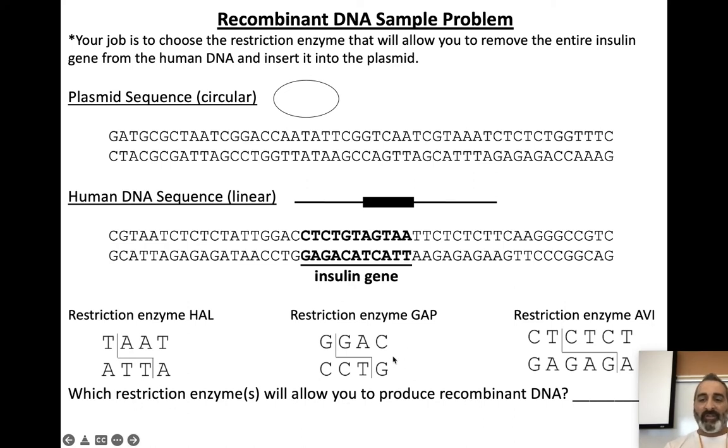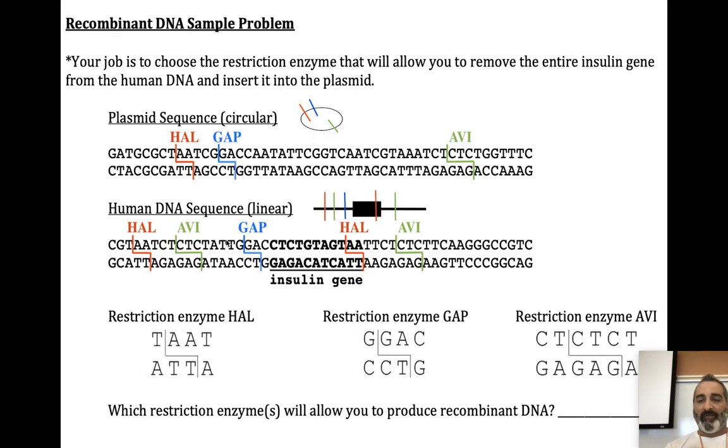Well, the first thing you need to do is label all the cutting sites on the plasmid and the human DNA, and it should look something like this. I've labeled them all for you right there. HAL cuts here, TAAT makes a stair step, it cuts there, and it cuts here. Look at that, it cuts through the gene. That's not a good thing. If you're cutting through the gene, you're probably going to damage it. So HAL is not a restriction enzyme that you'll probably want to use.